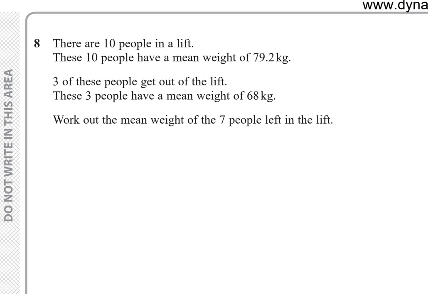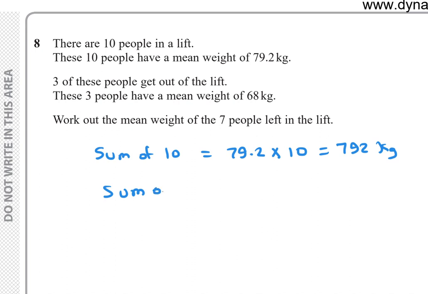So, to find the sum of 10 people, multiply the mean, which is 79.2, times 10 equals 792 kg. And to find the sum of the 3 who left, multiply the mean, which is 68, by 3 equals 204 kg. Now you have the sum of 10, and you have the sum of 3, then you can find the sum of 7.